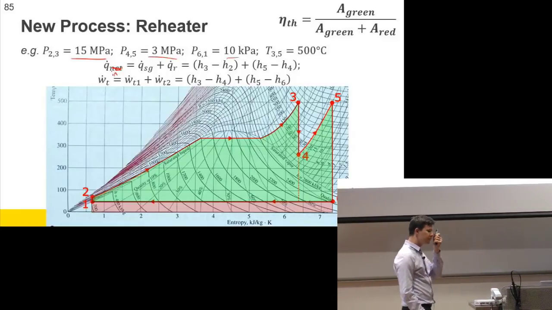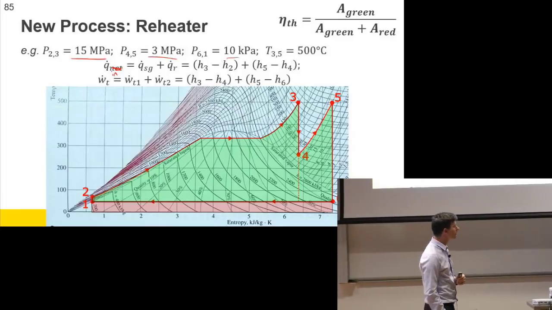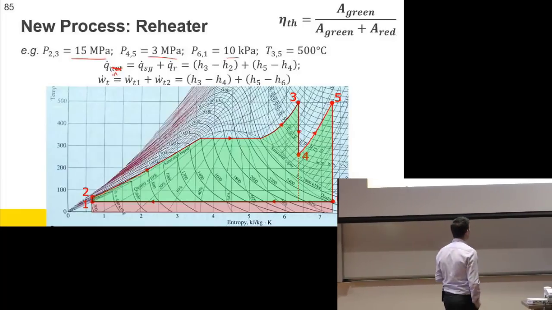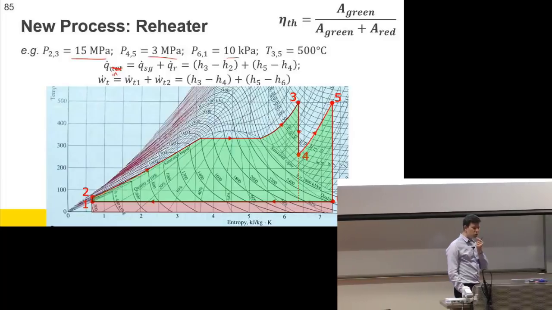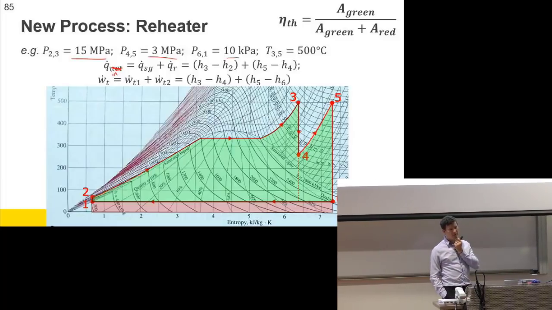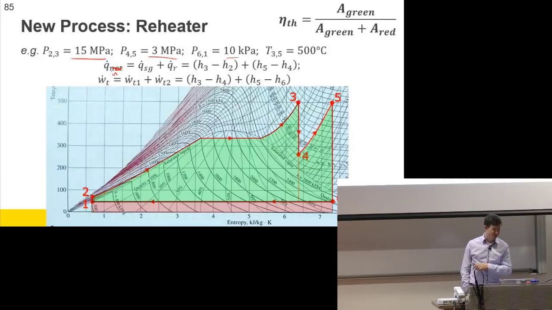Making it efficient by putting multiple, like 3 or 4. Yep. At what point does it get... The question is, how many turbines would you have to stop at? You could work that out. You could have a look at that.